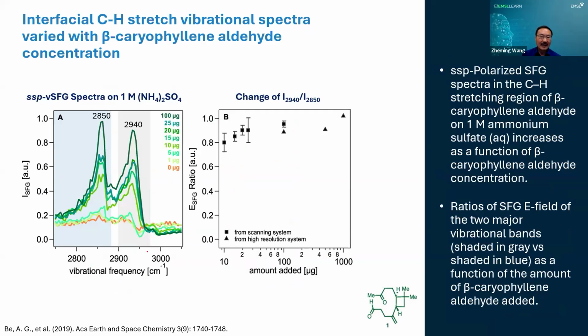On this slide, for the chemical beta-carotene aldehyde, as the concentration of this chemical increases from 0 micrograms to 100 micrograms per liter, the VSFG SSP spectrum intensity keeps increasing. At the same time, the ratio of the 2940 peak, which is a fourth peak assigned to the Fermi resonance of CH3, to 2850 slightly increases. That means the structure of this molecule on the surface is actually changing as its concentration increases.